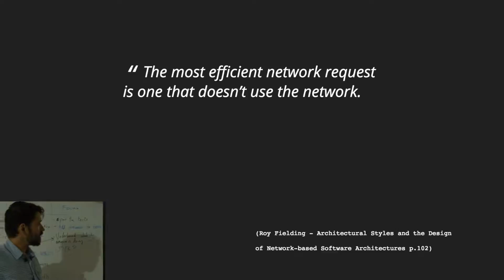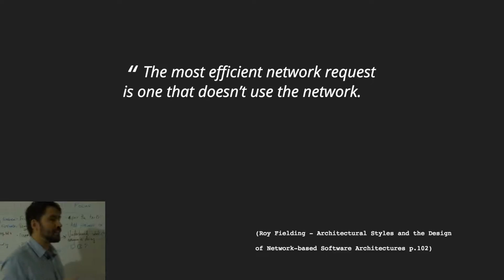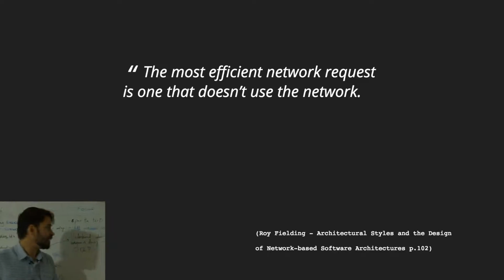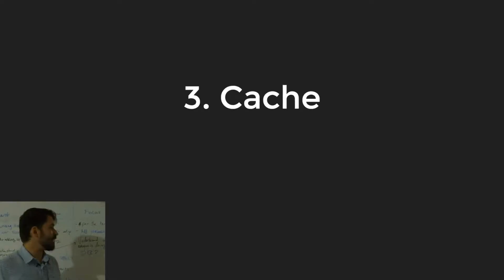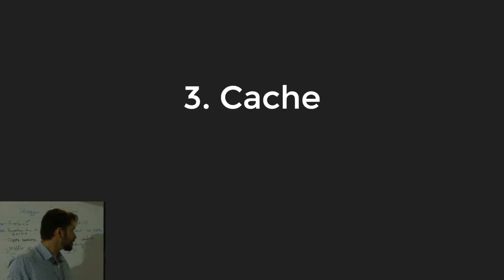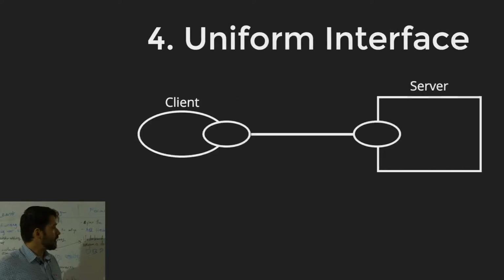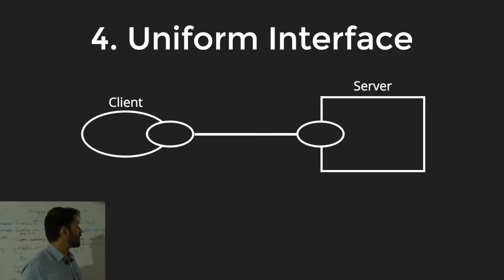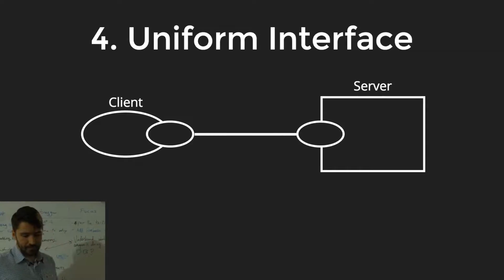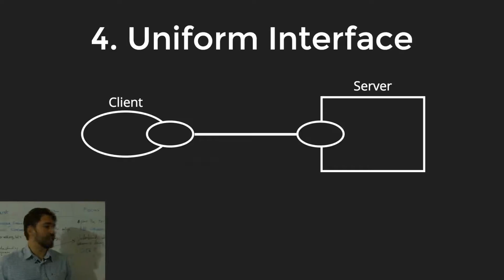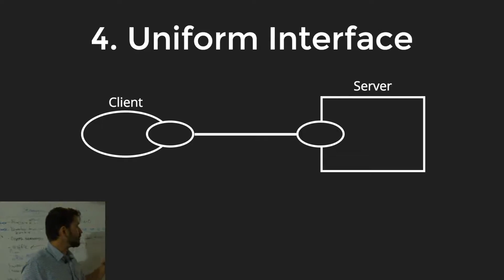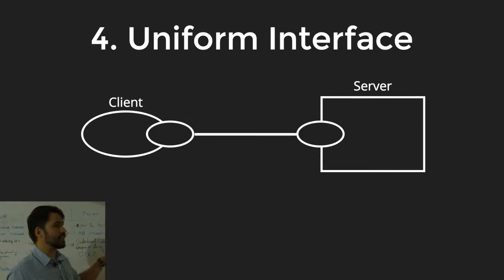Third, basically, this is an interesting observation that the most efficient network request is the one that doesn't use the network. So we can already know what the next one is: caching. If you build a REST API, it must not ignore caching. So the fourth constraint is all about the uniform interface. In order to have an efficient caching system in our system, the system elements must communicate via a standard interface. In a uniform interfaced network, information travels in a standard way.